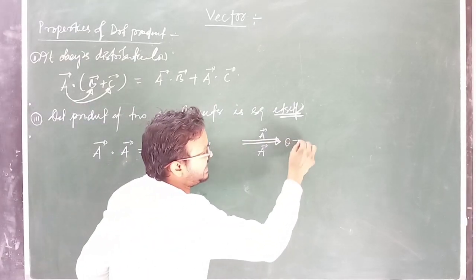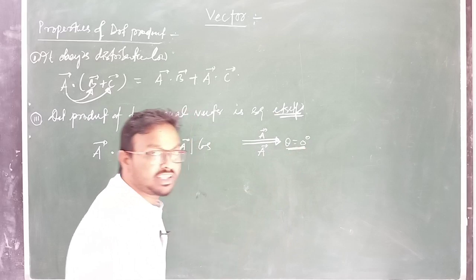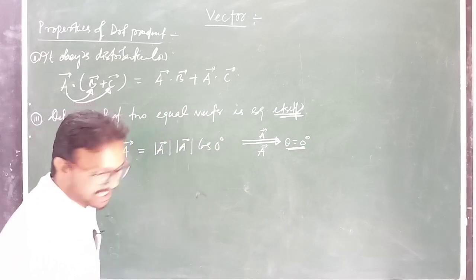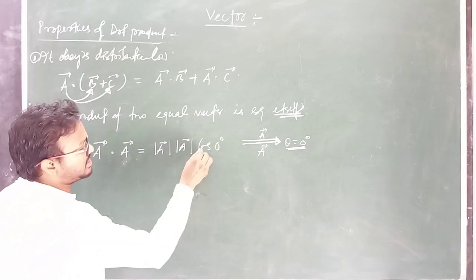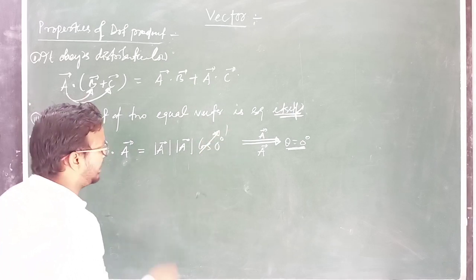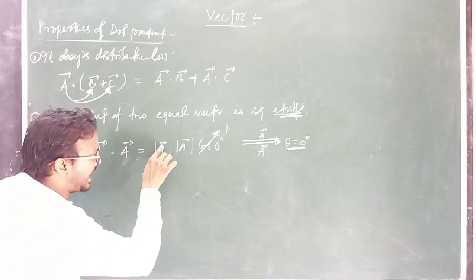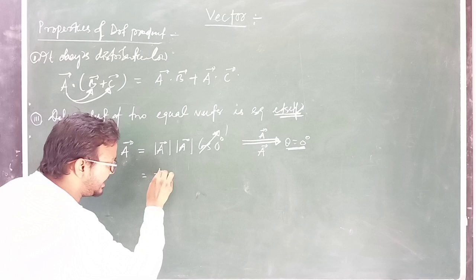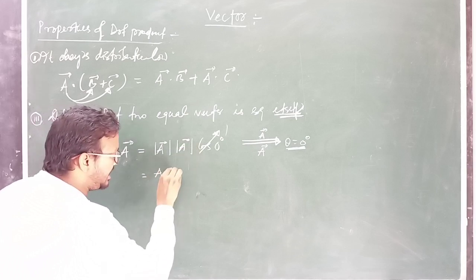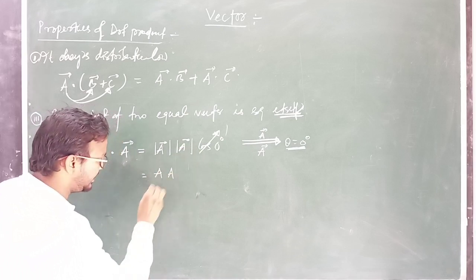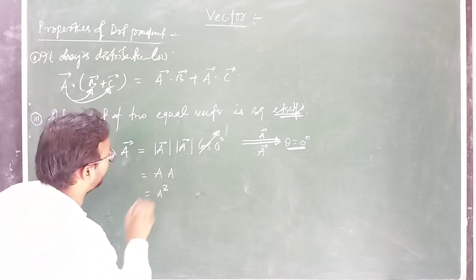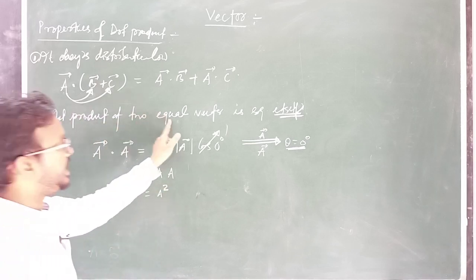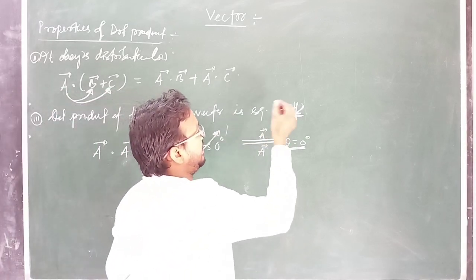So here theta, the angle between the two vectors, is 0 degrees, and you already know the value of cos 0 equals 1. Then magnitude of A, simply A, and magnitude of the other, A, so the answer is A square. So the dot product of two equal vectors is the square of itself.